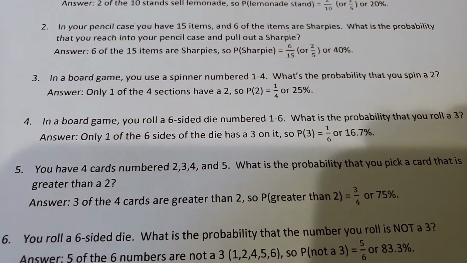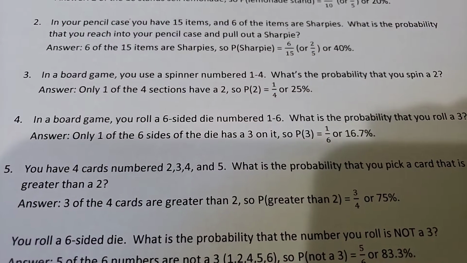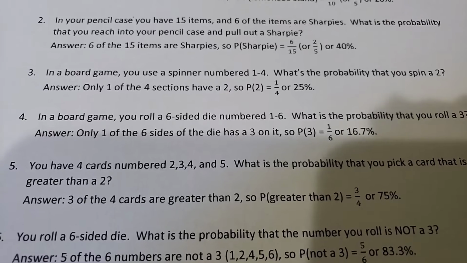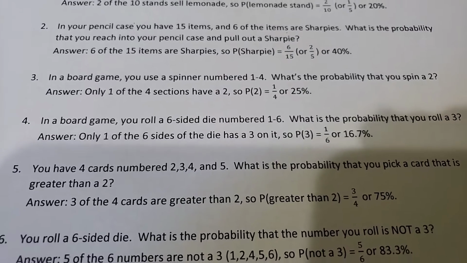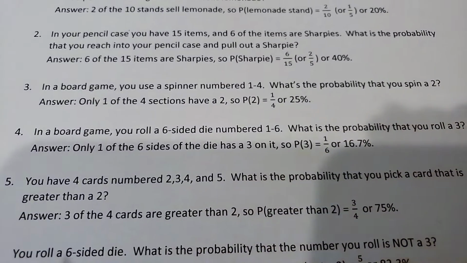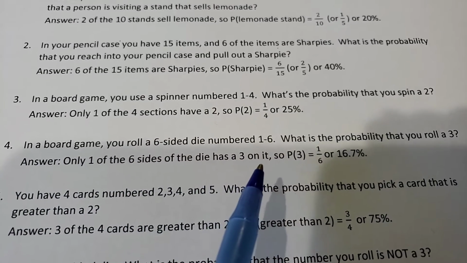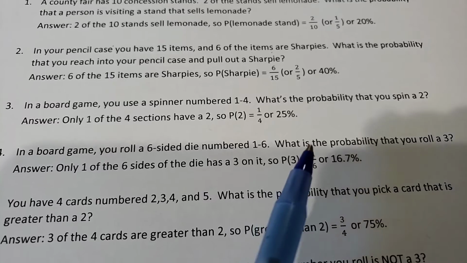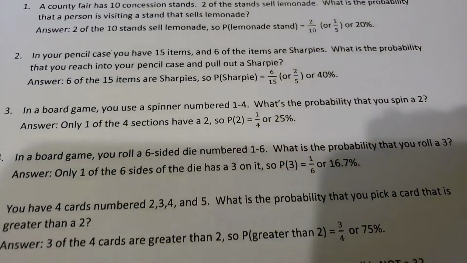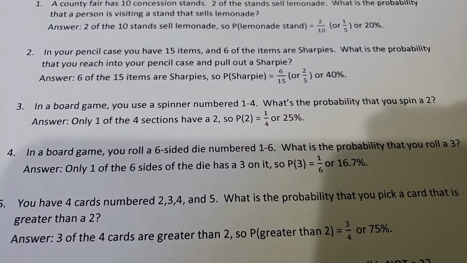Number 4: in a board game, you roll a 6-sided die numbered 1 through 6, the normal dice you see when you have your board games. What's the probability that you roll a 3? Well, only 1 of the 6 sides of the die has a 3 on it, so the probability of getting a 3 is 1 out of 6, or 16.66666 forever, which rounds to 16.7%.